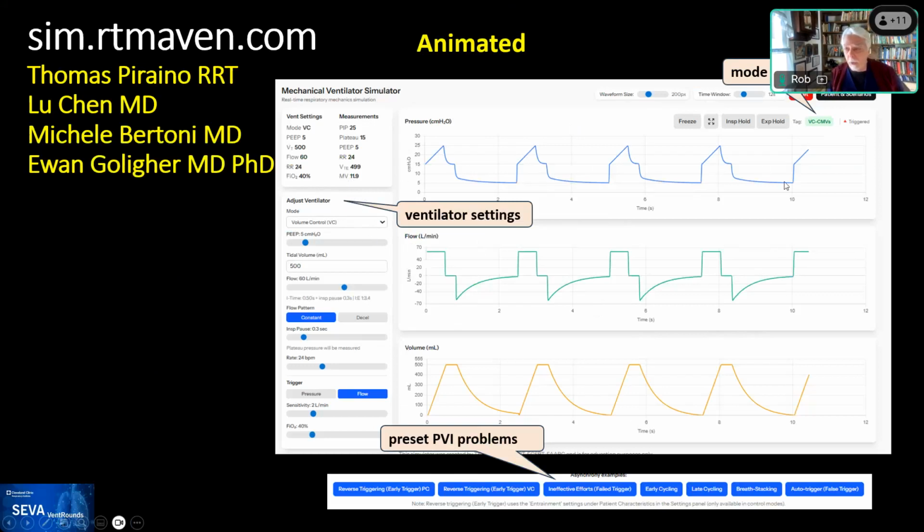These modes are actually given a mode tag, like we use in the ventilator mode taxonomy. So Tom has accepted this as a way to display the names of these generic ventilators and generic modes. And at the bottom, he's done something really interesting. He's put in these little buttons that are preset patient-ventilator interaction problems, and we'll go over that in just a minute.